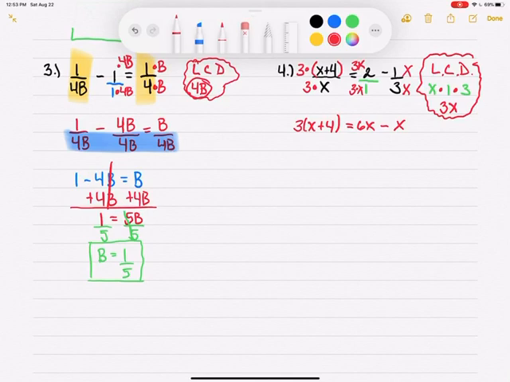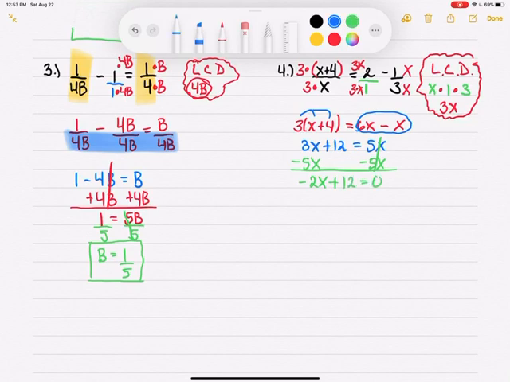From here, I'm going to solve by just distributing the 3. 3x plus 12 equals 5x. Now what I'm going to do is subtract 5x from both sides. I have negative 2x plus 12 equals 0. I'm going to subtract 12 from both sides to move it over. Negative 2x equals negative 12. And I'm going to divide both sides by negative 2.